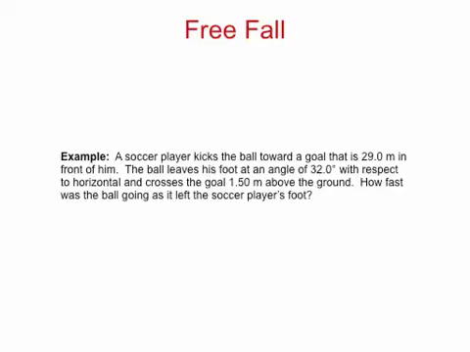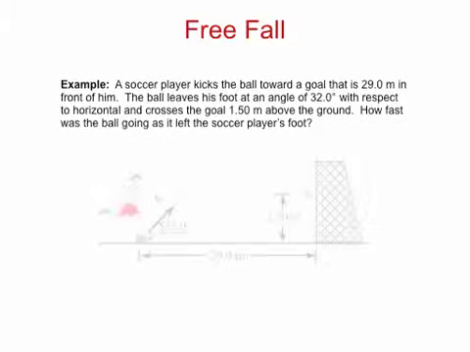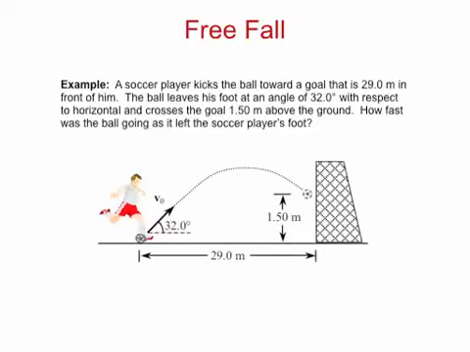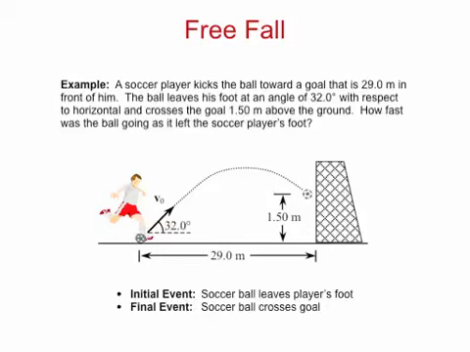First, we draw a clear, carefully annotated picture of the situation described in the problem. After the soccer ball leaves the player's foot, it is in free fall, its motion only subject to the downward pull of gravity. The initial event of its free fall motion is when the ball leaves the player's foot, and the final event is when the ball crosses the goal.